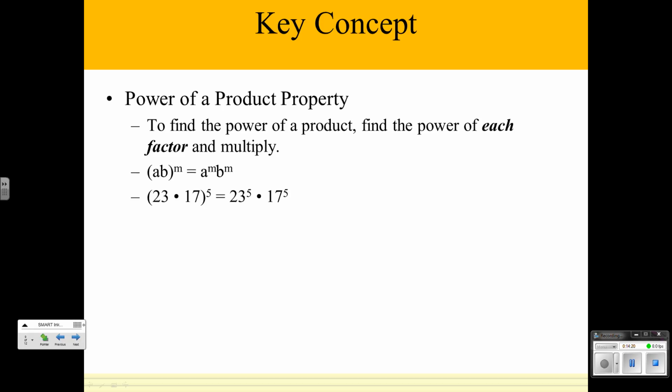Okay, so here's my example. 23 times 17, to the 5th power. I could go ahead with a calculator and multiply these together and then raise it to the 5th power, or I can take my 5th power and put it with my 23, put it with my 17, and still multiply those together. It would not matter the order we multiply in. Okay?